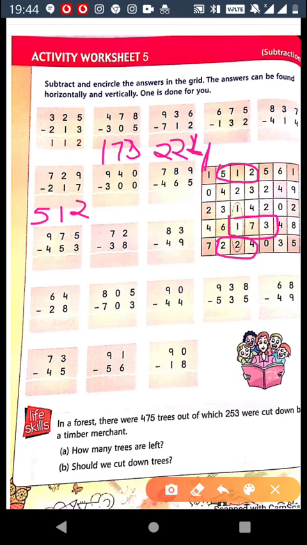Now see this one, 91 minus 56. Here we cannot subtract 6 from 1. So we will borrow 1 ten from here. So this is 8 and this is 11. 10 plus 1, 11. Now 11 minus 6 is 5 and 8 minus 5 is 3. 35. Where is 35? Can you see 35? Find 35 in the grid. It is here. Vertical, 35. Okay. So similarly, you can complete this activity sheet. Activity worksheet 5 you can complete.